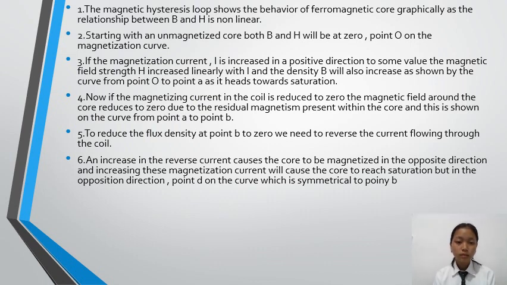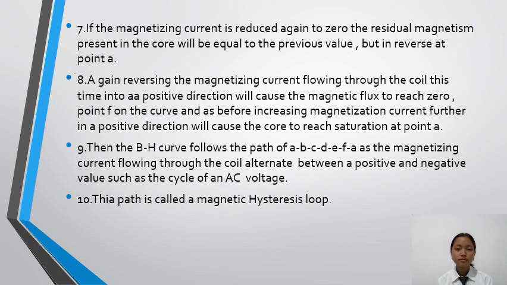Now if the magnetizing current in the coil is reduced to 0, the magnetic field around the core reduces to 0, but due to the residual magnetism present within the core, this is shown on the curve from point A to point B. To reduce the flux density at point B to 0, we need to reverse the current flowing through the coil. An increase in reverse current, and if the magnetizing current is reduced again to 0, the residual magnetism present in the core will be equal to the previous value but in reverse.